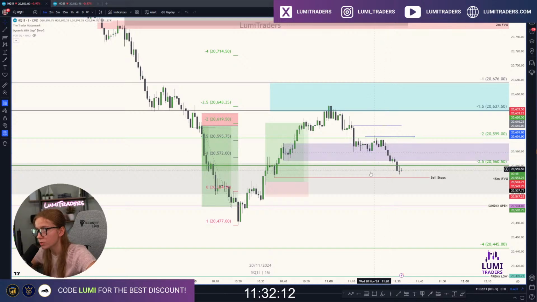We anticipate to get near sell side liquidity taken. Near sell side liquidity right here is going to be here. These sell stops, or sell side liquidity, it's up to you how you want to call this. That's it. That was my original idea.